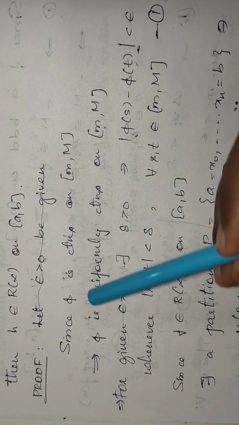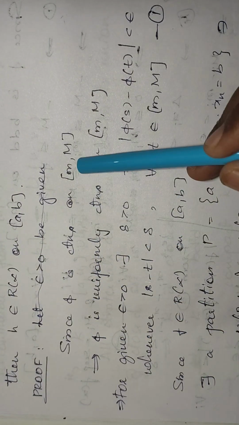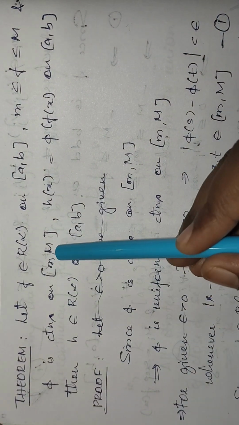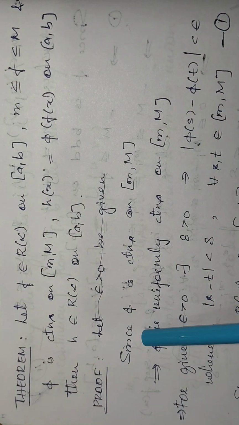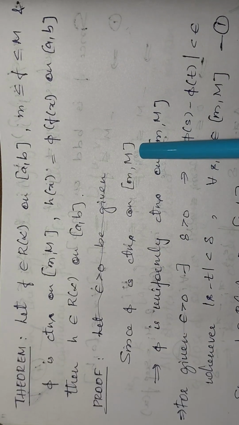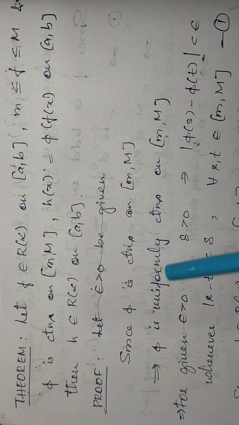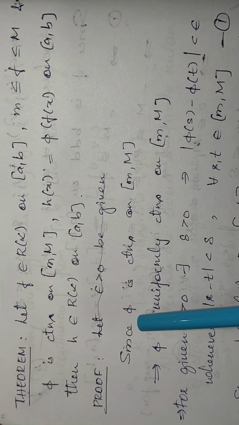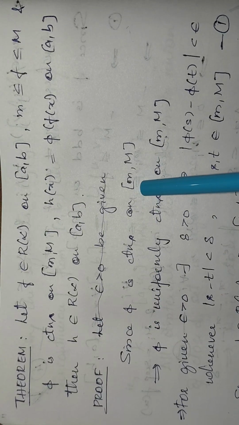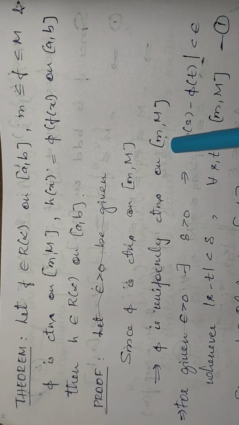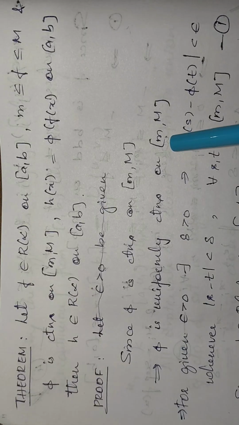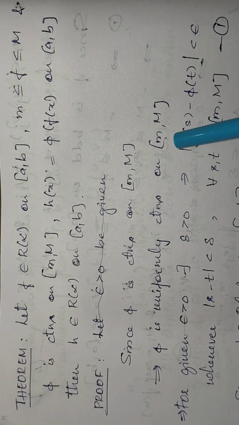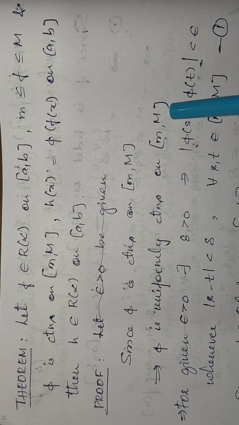Since phi is continuous on closed interval small m comma capital M, see, it's actually given. So since phi is continuous on closed interval m comma M, it implies that phi is uniformly continuous on closed interval m comma M. See, we know that any function which is continuous on a closed interval is uniformly continuous on that closed interval. So it is known. So using that fact, we write phi is uniformly continuous on closed interval m comma M.